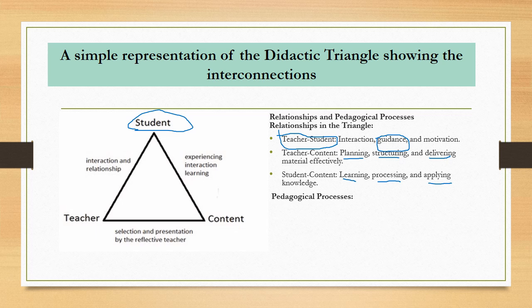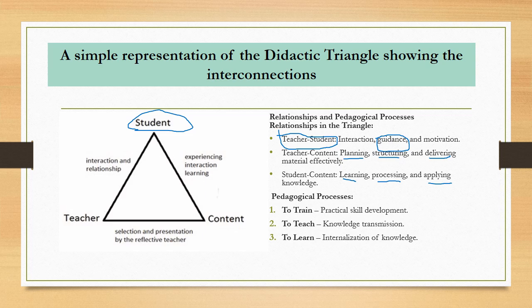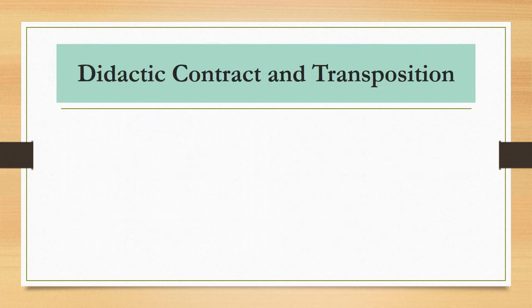Continuing to the pedagogical processes involved in the didactic triangle. Here there is training. The teacher trains the student in practical skills and development, and the students train themselves. The teacher handles knowledge transmission, and the student learns through these processes.